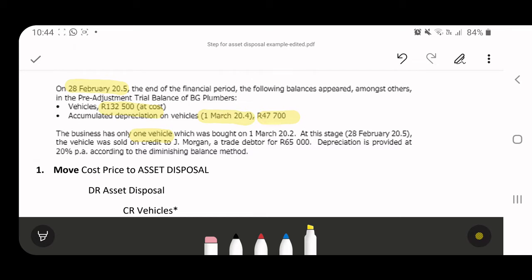At the last day of the financial year, the vehicle was sold on credit to a trade debtor for $65,000. Depreciation is provided at 20% per annum on the diminishing balance method. Okay, so now let's use the steps to fill in the rest of the details.